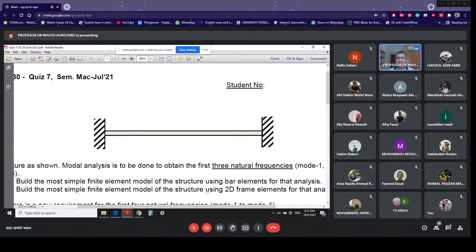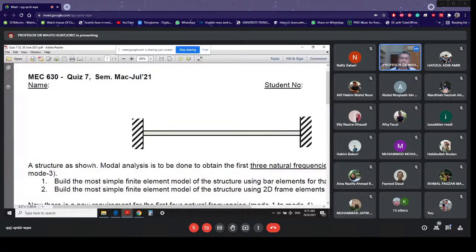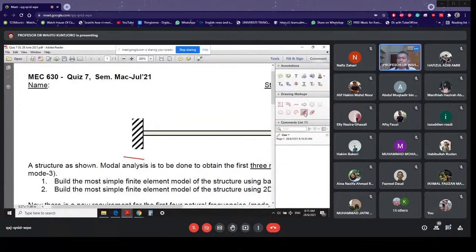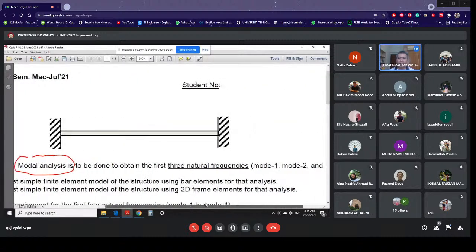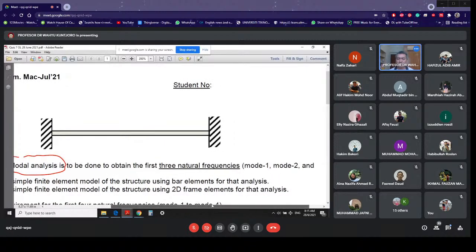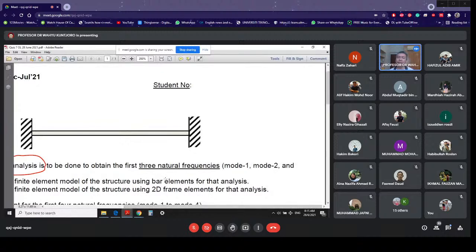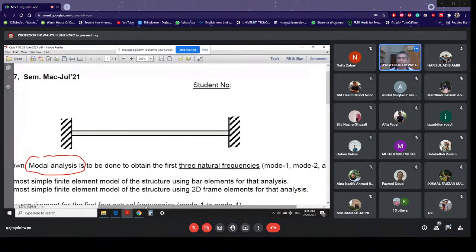So your job here is to do the finite element modeling of this structure, with the objective of doing modal analysis, with the idea for you to obtain the first three natural frequencies, meaning natural frequency number one, number two, and number three. So that is our aim here.